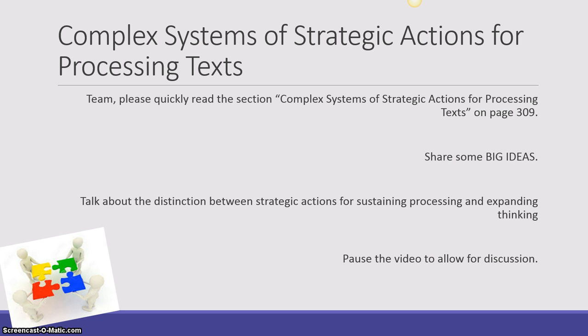Let's talk about complex systems of strategic actions for processing text. Team, please quickly read the section Complex Systems of Strategic Actions for Processing Text on page 309 of your book. Share some big ideas after your reading. Go ahead and pause the video. Talk about the distinction between strategic actions for sustaining processing and expanding thinking. Please pause the video at this time to allow a discussion for the distinction between those two.